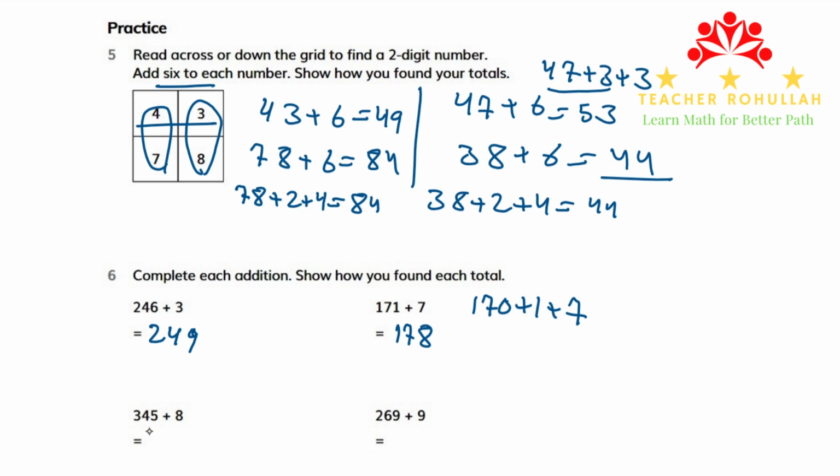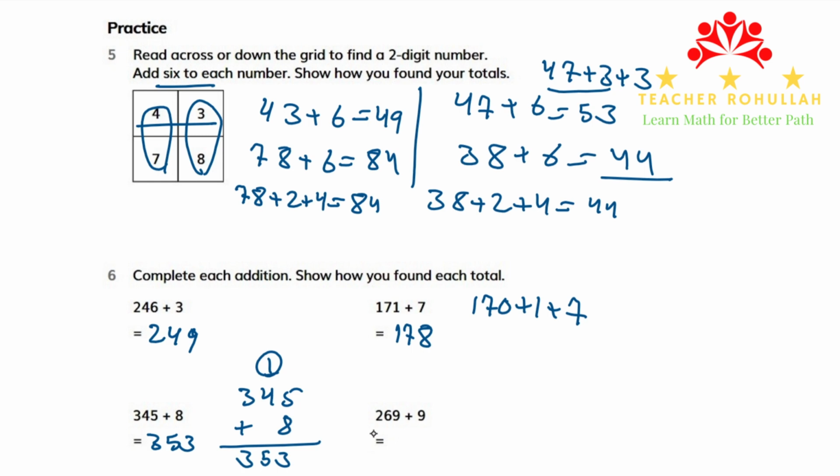The third one is 345 plus 8. To add these two numbers, I will use column addition. 345 plus 8, that should be under the ones place. 5 plus 8 is equal to 13. In 1 of 13, I will regroup above the tens place. 1 plus 4 is 5, and 3 plus nothing is 3. So the answer we get is 353.